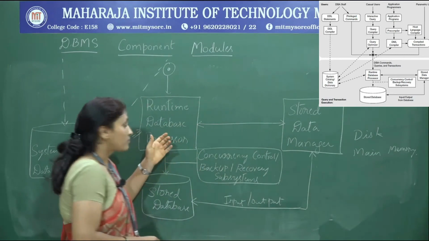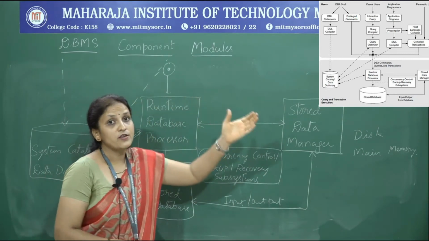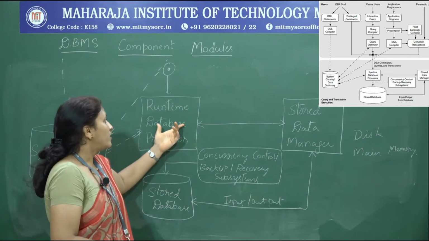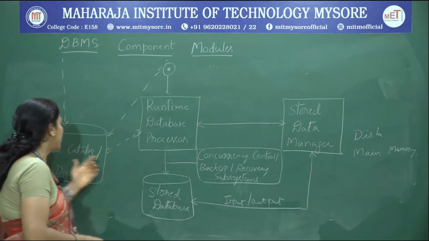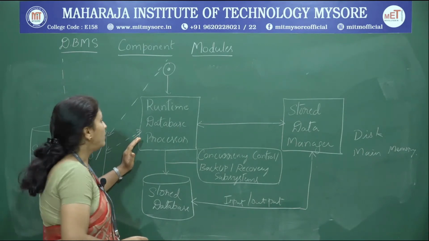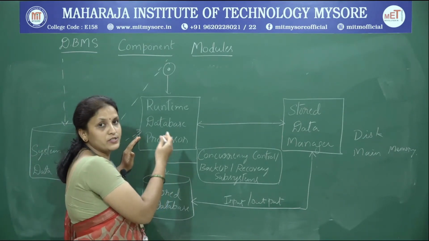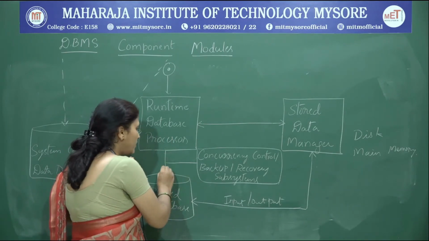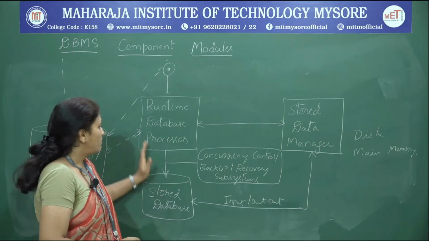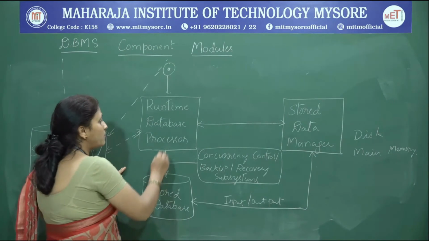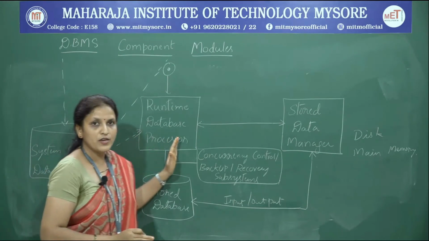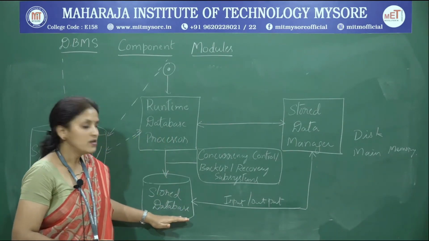Okay. Now, we have seen from 4 different categories of users, we have a feed to the runtime database processor. The runtime database processor will interact with the system catalog in order to take whatever inputs are required, and it executes the query that is generated, and if there is any data manipulation that needs to be done to the database, that will be done. So, the runtime database processor interacts with the system catalog, executes the query and does any modification that is required to the database.